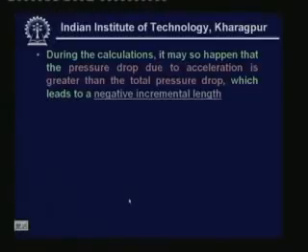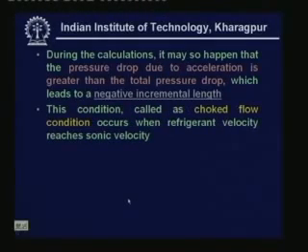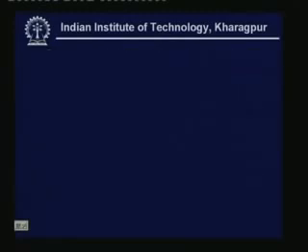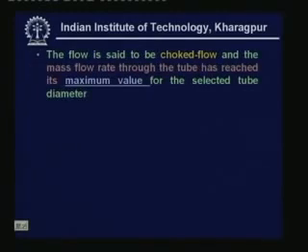So this kind of condition is called a choke flow condition, and this condition occurs when the refrigerant velocity reaches sonic velocity, that means the velocity of sound at that point. The fluid velocity cannot exceed the velocity of sound in a tube of constant diameter, hence calculations cannot proceed any further. There is a problem of choked flow, and the flow is said to be choked, and the mass flow rate through the tube has reached its maximum value for the selected tube diameter.